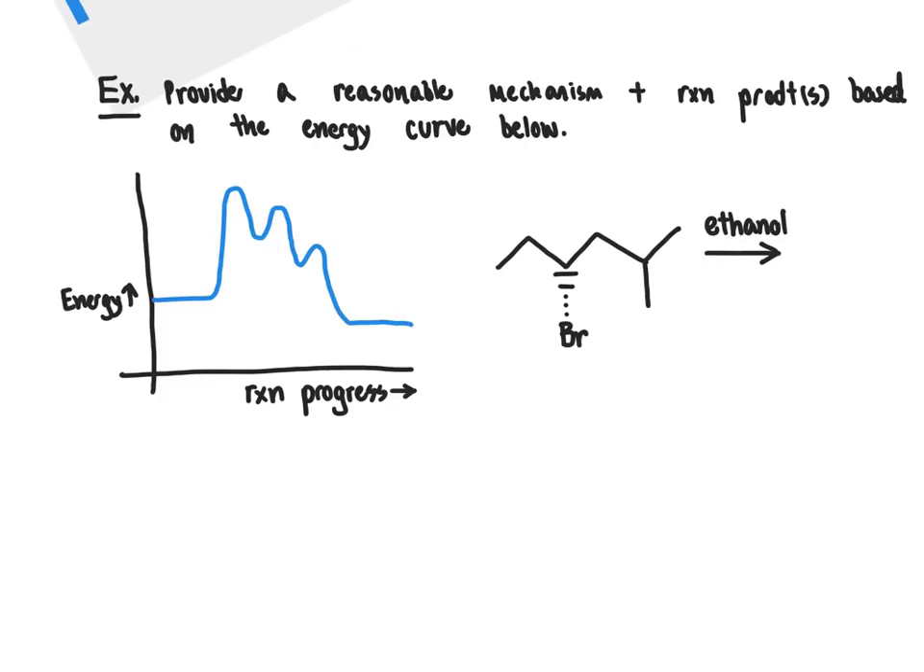Okay, so in this problem, what we are given is an energy curve, or a reaction coordinate, as we've called it previously, as well as some reactants, and we're asked to provide, based on that energy curve and the reactants provided, a reasonable reaction mechanism and to predict the reaction products. So now would be a good chance for you to test yourself by hitting the pause button and working through this problem on your own, and then hitting play to determine whether you got to the right solution or not. We're going to walk through how to arrive at that correct solution now.